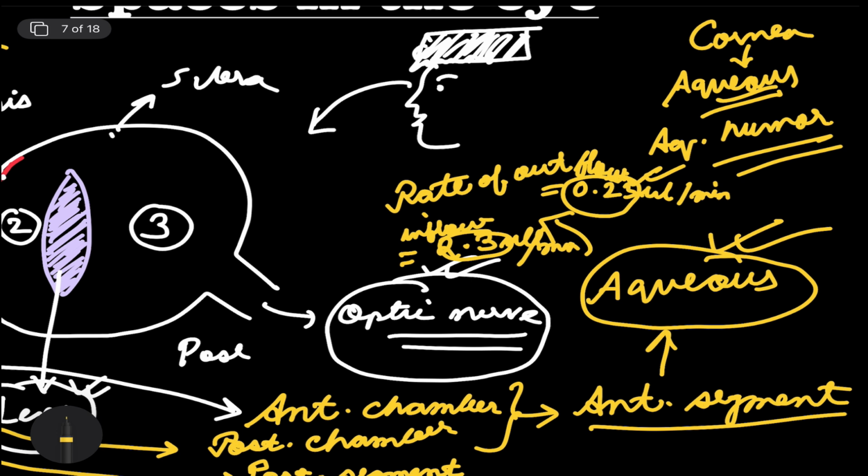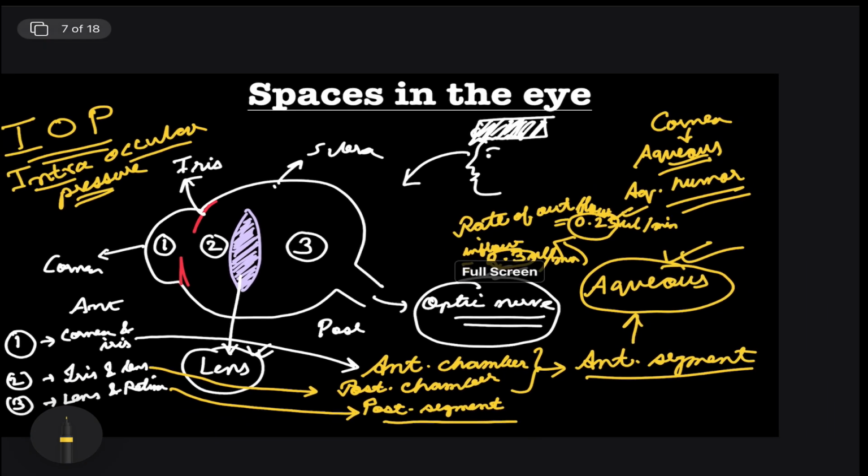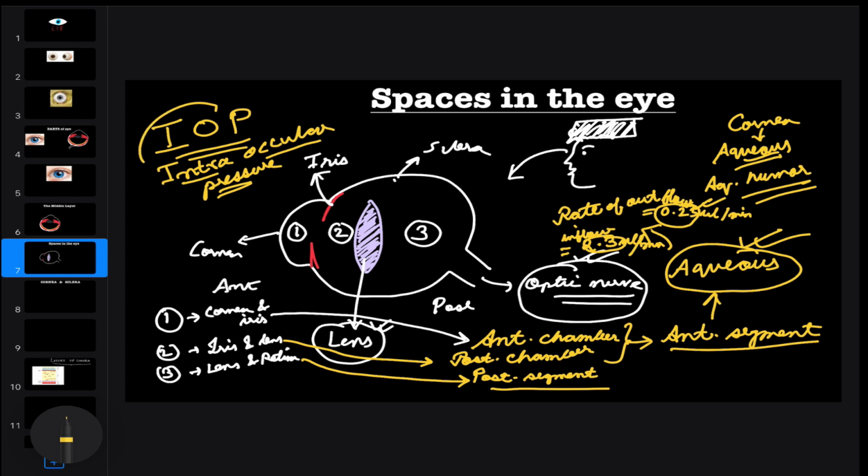This means the aqueous exerts pressure, and the rate at which aqueous is flowing in and the rate at which it is flowing out will ultimately decide the intraocular pressure. By the way, intraocular pressure, we'll talk about this in great detail later, but for now, just another fact about the intraocular pressure of the eye.